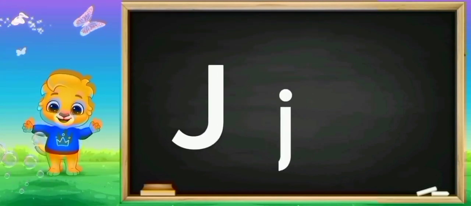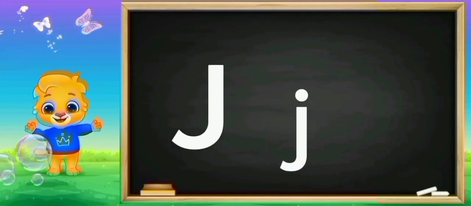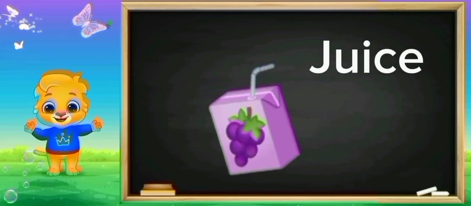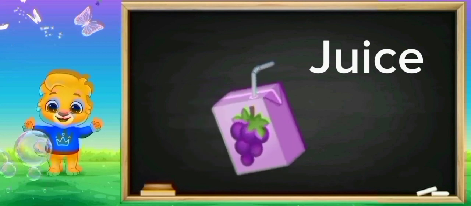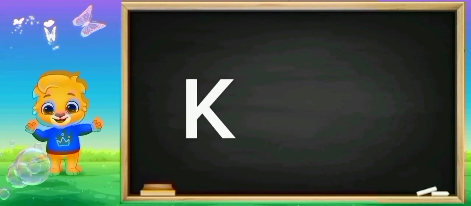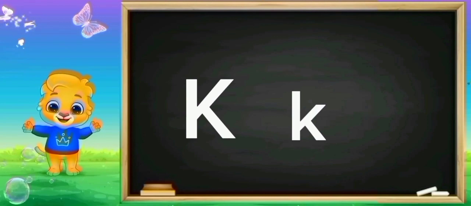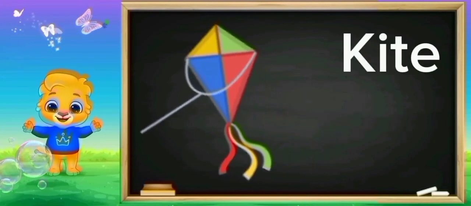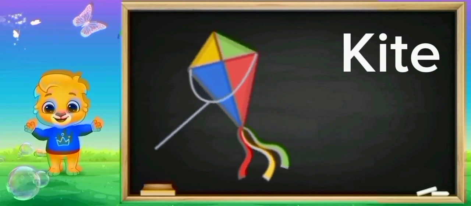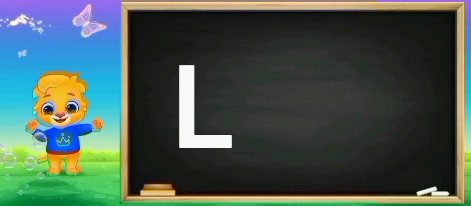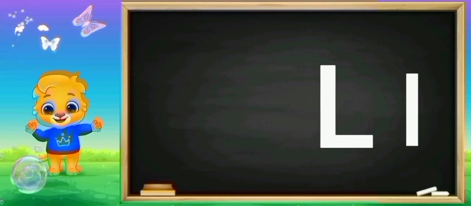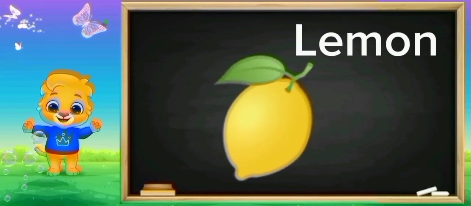Capital J, small j for juice. Capital K, small k for kite. Capital L, small l for lemon.